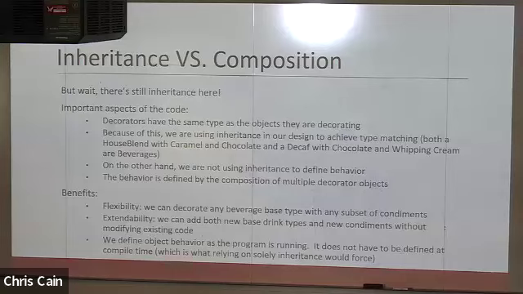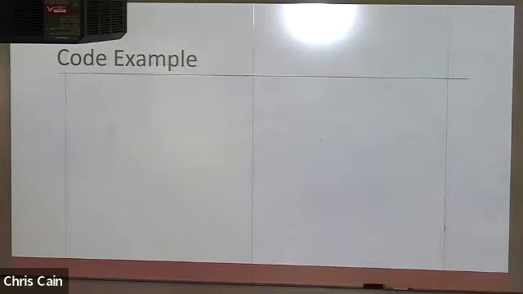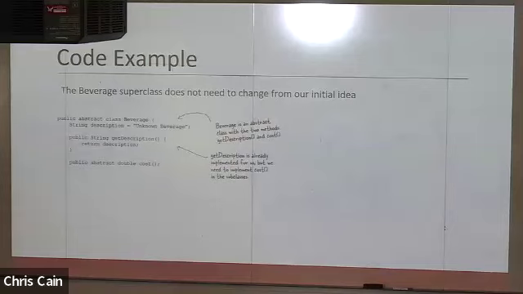So let's dive into the actual code for this. Now that we have the actual idea of a decorator object, what would it look like to implement this code? No changes are necessary in the beverage superclass. Nothing changed about that superclass. So it is still going to look like this. It is an abstract class.